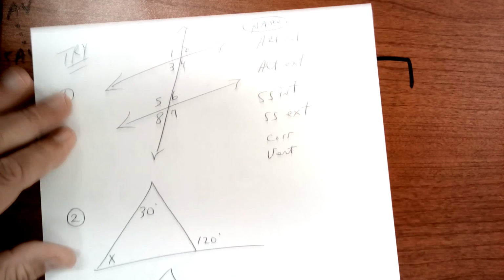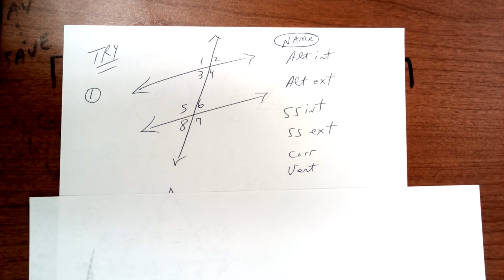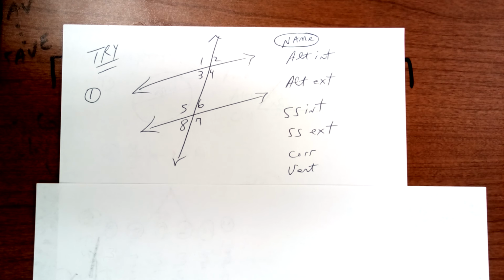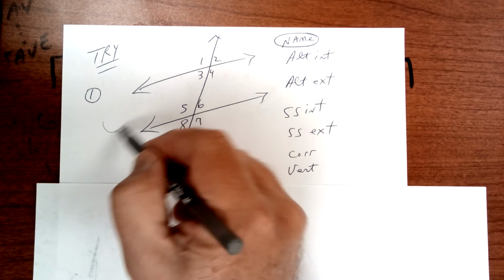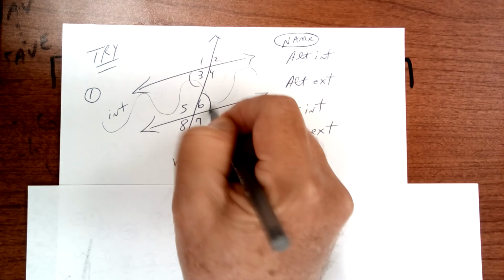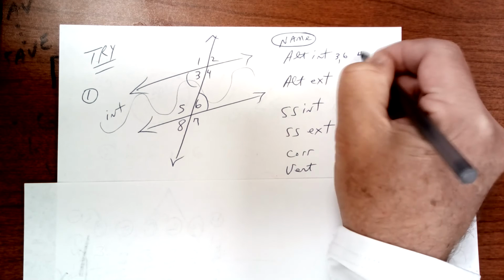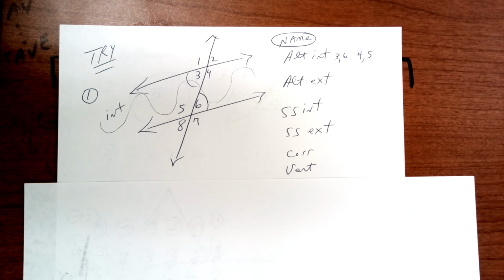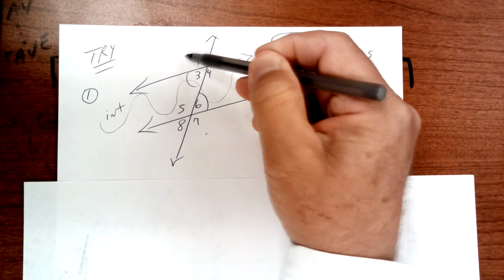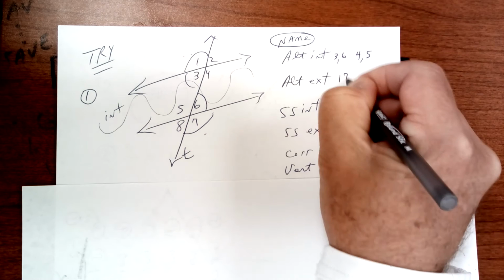All right, on a new sheet of paper, copy this one down. And I want you to give me all the matching angles. All right, so alternating interior, anything in between the parallel lines is called the interior. So 3 and 6 are alternating, and 4 and 5. Alternating interior. Alternating exterior would be on the outside, but it jumps across the transversal. So it's got to jump across. So 1 and 7, and 2 and 8.